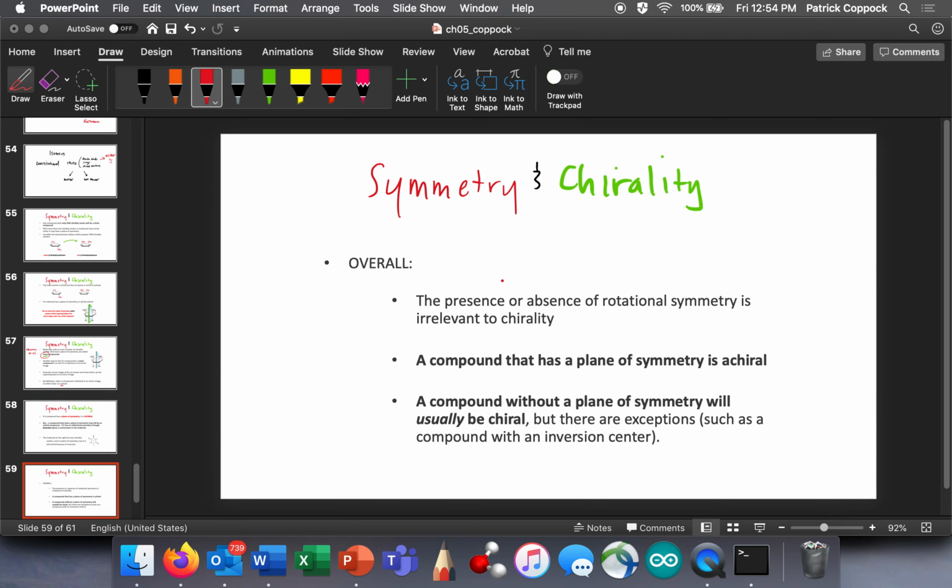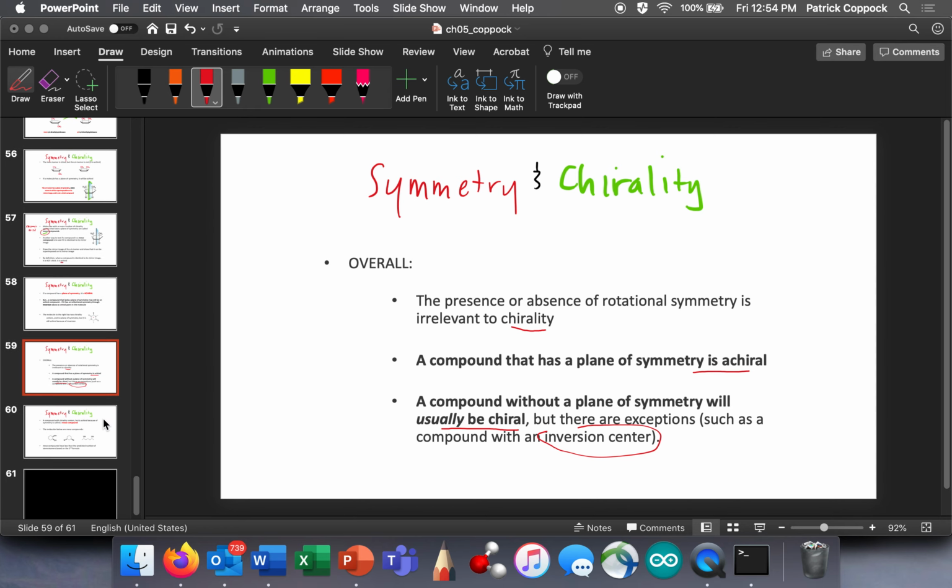All right. So remember, the presence or absence of rotational symmetry is irrelevant to chirality. A compound that has a plane of symmetry is achiral. A compound without a plane of symmetry will usually be chiral, unless there's an inversion center. Okay, this is a rare exception.